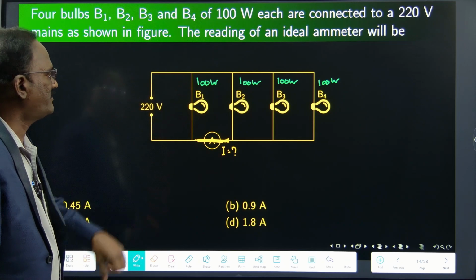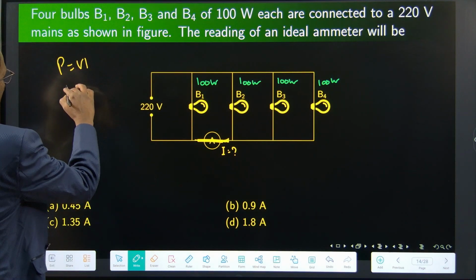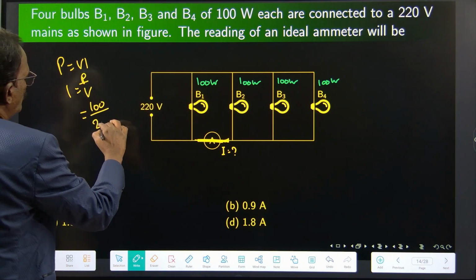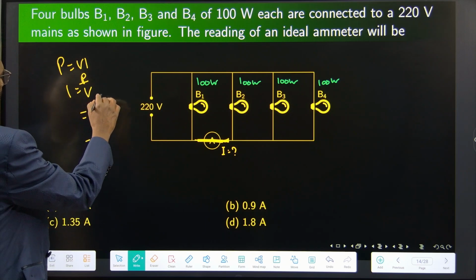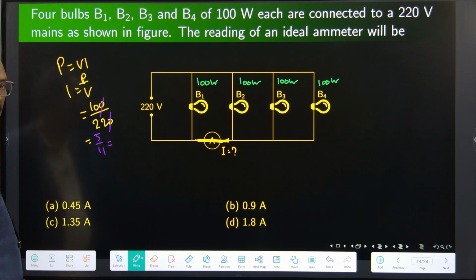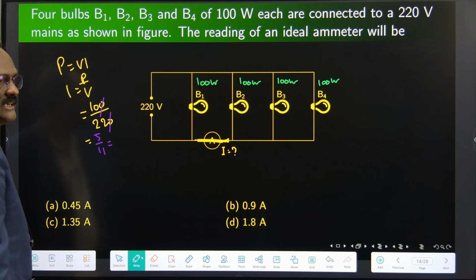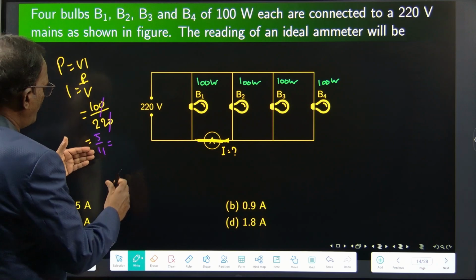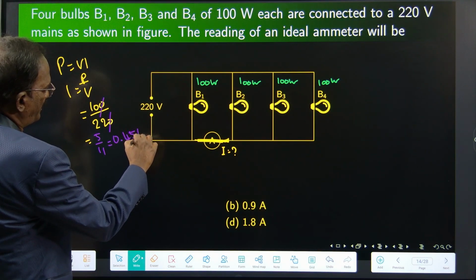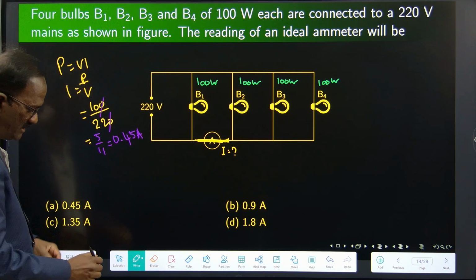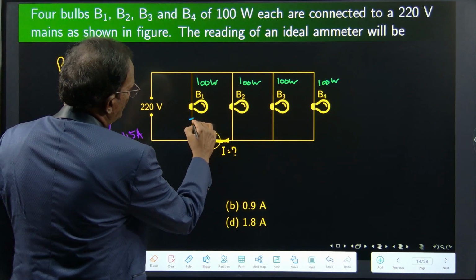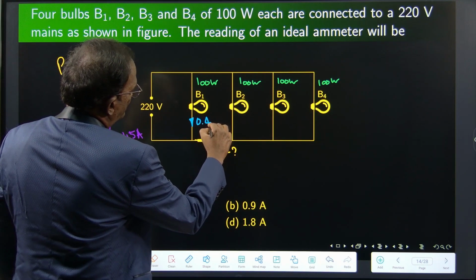V value is given, power value is given. Power is equal to V into I, so I is equal to P divided by V. P is equal to 100, V is equal to 220. So this is 10 divided by 22, 5 divided by 11. This will be 0.45 amperes. Current through each bulb is 0.45 amperes.